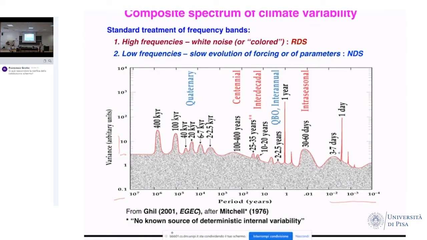And then the most interesting parts are these broad peaks, which are neither really continuous spectrum nor purely periodic. And at the time when Murray Mitchell wrote this paper, this is a literal quotation from that paper. It says, no known source of deterministic internal variability.